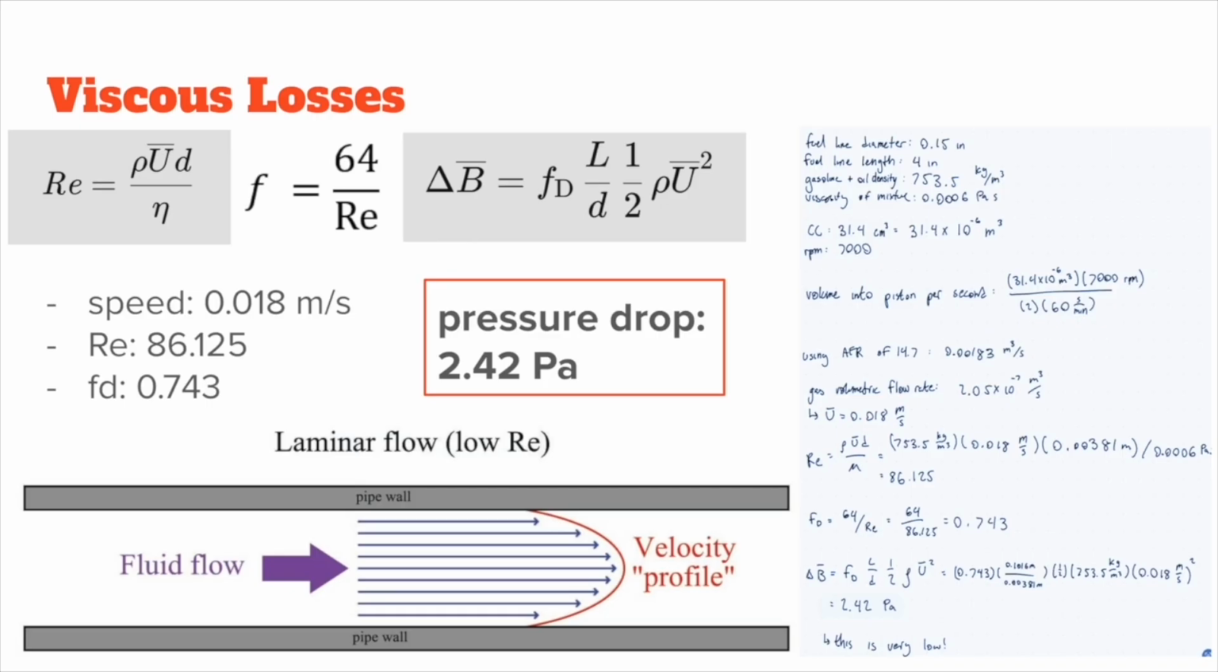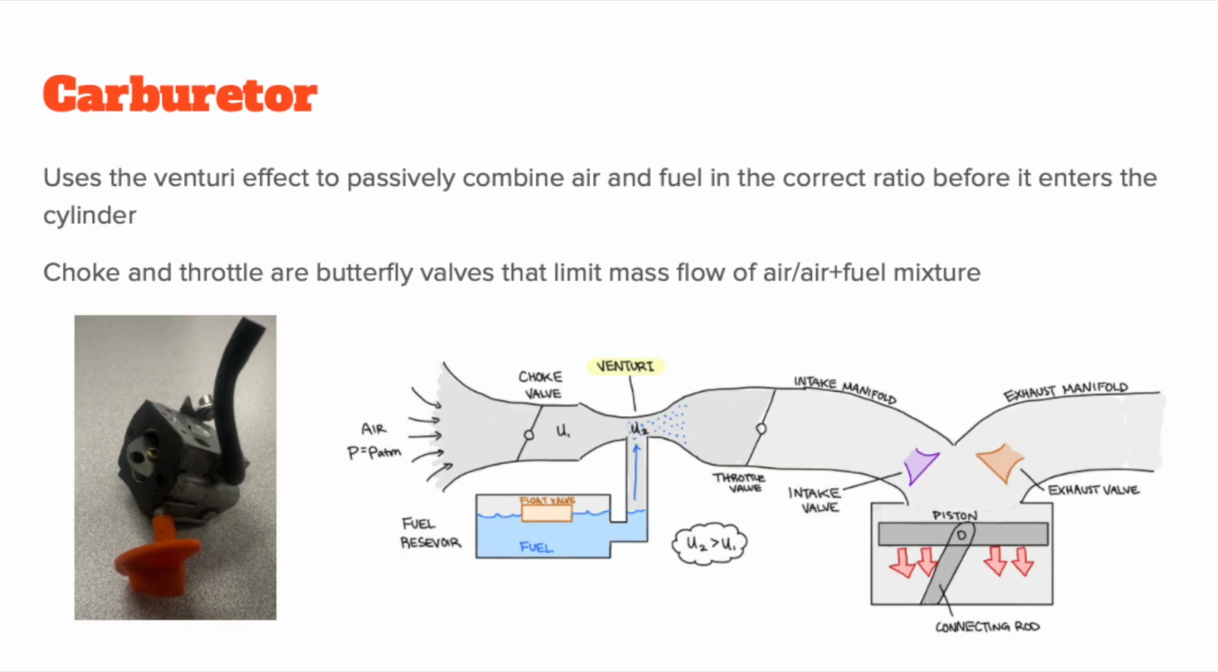When flow is laminar, we find a viscous dissipation factor of 0.743, using the equation FD equals 64 divided by the Reynolds number. We can then find the pressure losses in the fuel line using the Darcy-Weisbach equation. This number was calculated to be 2.42 pascals, which is a low pressure drop when compared to the atmospheric pressure. This signifies a good design. If the pipe caused a larger pressure drop, the carburetor would have to make up for the larger pressure difference when pulling in gasoline.